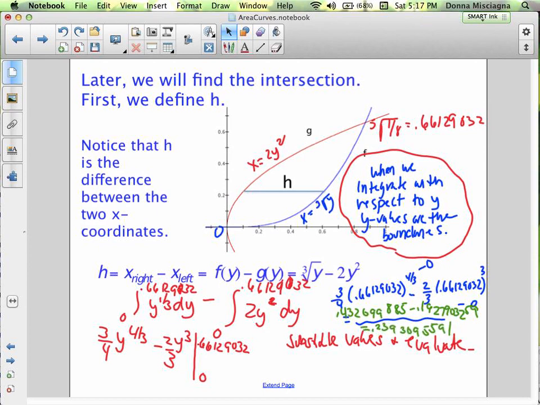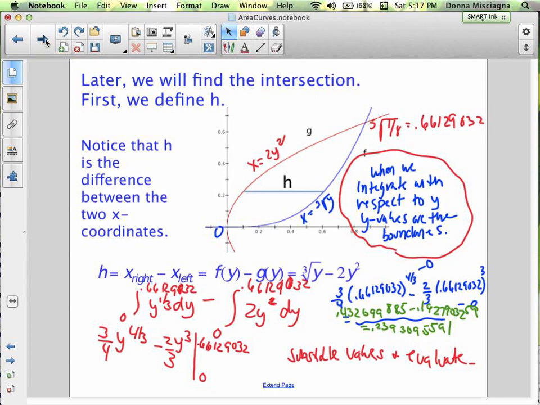There you go. So now it was just a calculator problem. There's the area under the curve. All right, easy problem, not pretty numbers, but easy problem. So when we integrate with respect to y, just remember your y values are the boundaries, and this is going to be a dy. All right, let's look at another one.